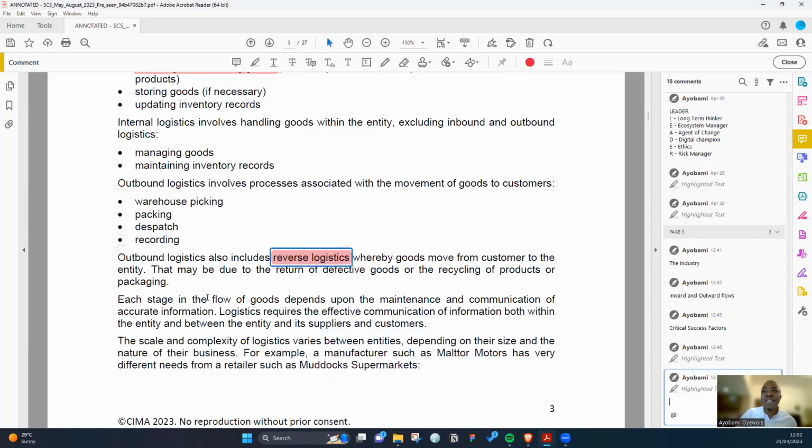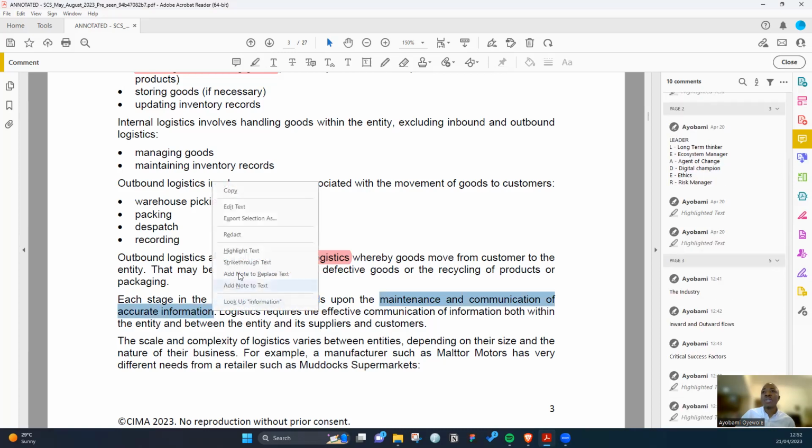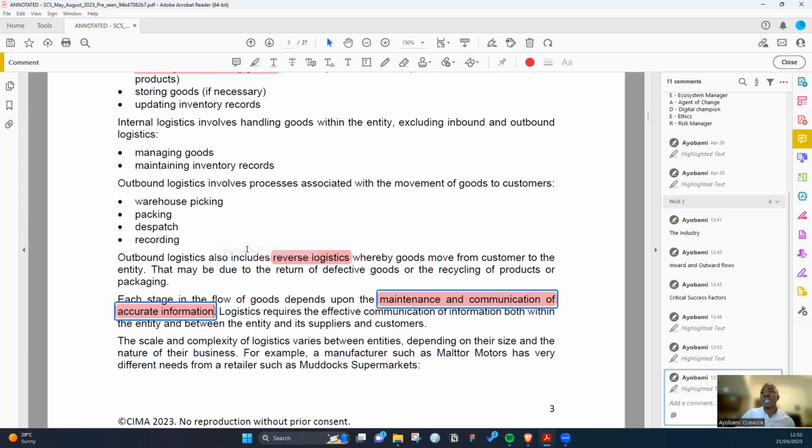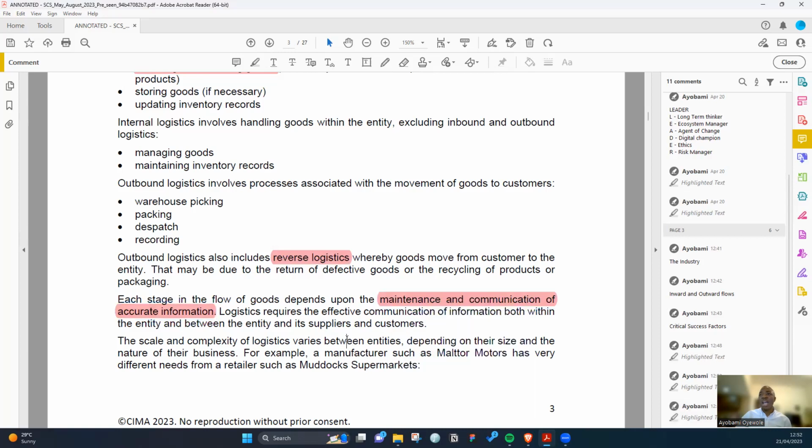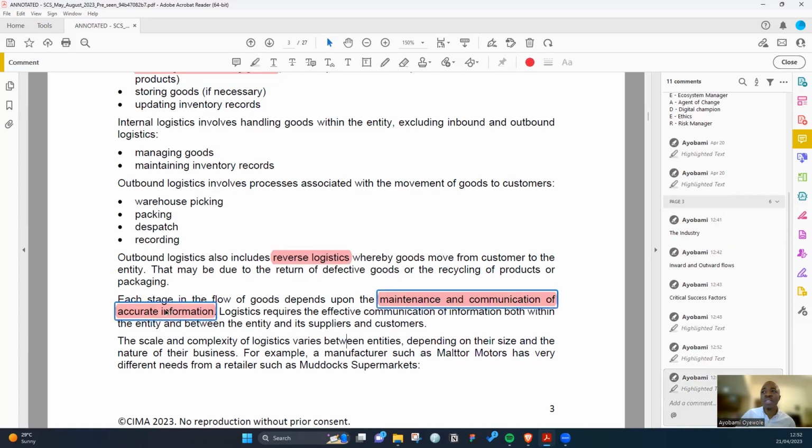Each stage in the flow of goods depends upon the maintenance and communication of accurate information. So also note this, maintenance and communication of accurate information is also part of the critical success factors. It's also one of the critical success factors. So I put it here, CSF, basically.